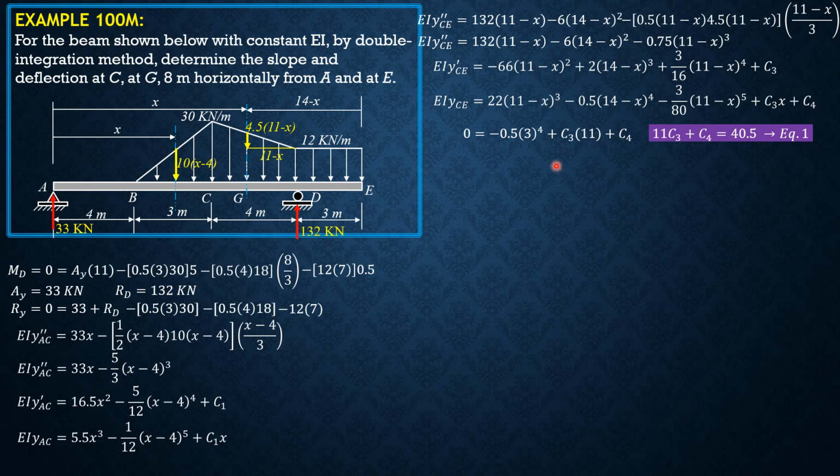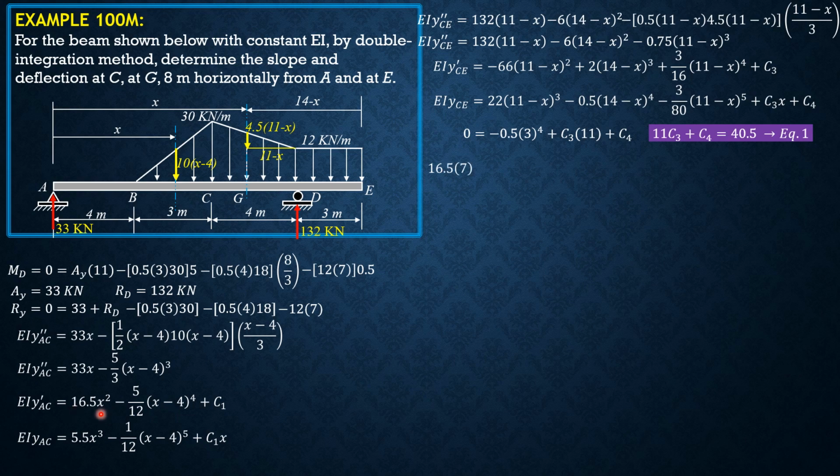Then there's no more boundary condition, but the common point is C for the two differential equations. That means the slope at C when x is 7 is the same. So EIY prime AC, this equation here, when x is 7 is equal to EIY prime CE when x is also 7. So substitute 7 here.